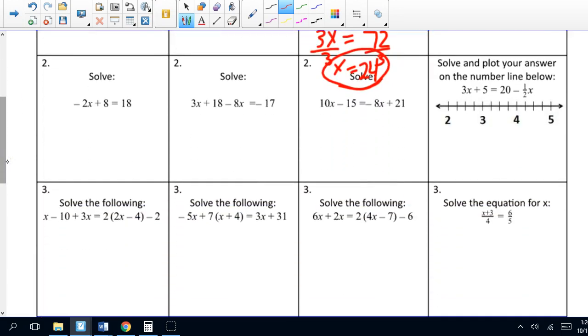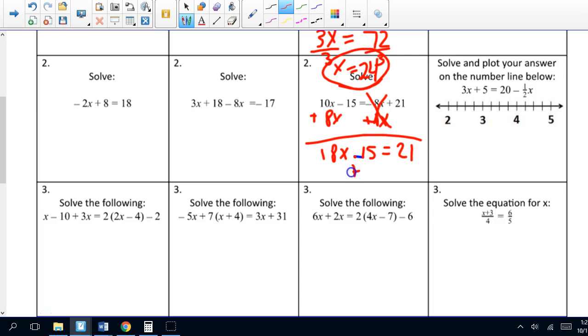Number 2, 10x minus 15 is equal to negative 8x plus 21. Eliminate the variable from the right side. A negative 8x needs to be added to make it go away. See how those are opposites? So a negative 8x plus 8x goes to 0. That gives you 18x minus 15 equals 21.